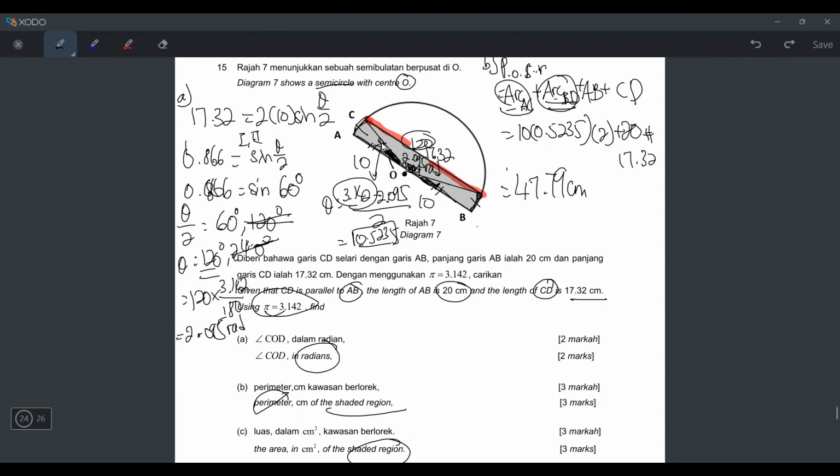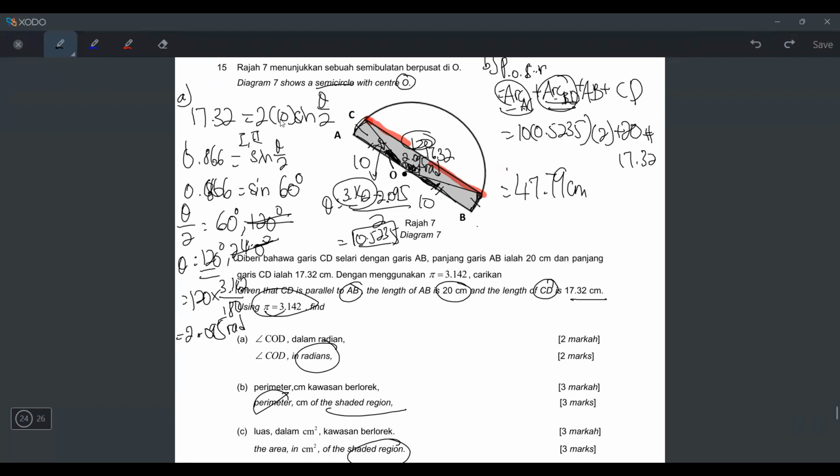You have to take something plus something ataupun something minus something. So maybe some of you will say this. First, find the whole thing. Means find the area of semicircle and then minus with area of segment, because this is a segment, right? Because it consists of two lines, arc and chord. Okay, so maybe some of you will buat macam tu. You take the area of semicircle minus the area of segment. Okay, boleh, betul, betul.